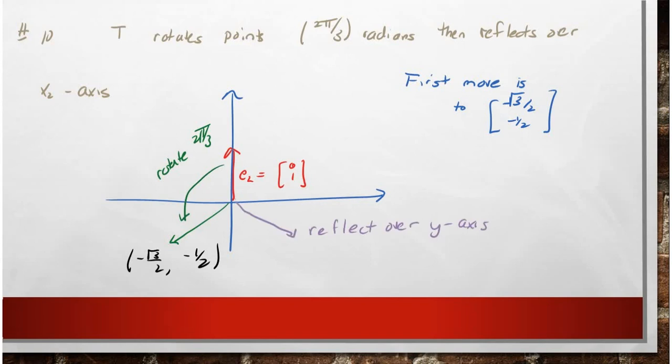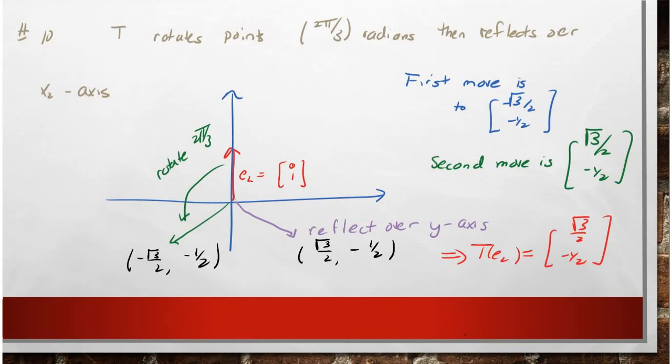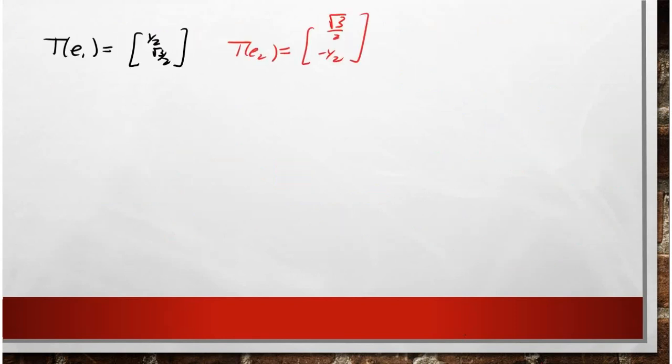Now I have to reflect over the y-axis as before. So if you just look at the coordinates, here the x values are going to be positive, but the y values are going to be negative. So I can automatically, from my first thing, get exactly what this is going to be. This is going to be square root of 3 over 2 and minus 1/2. So the second move is square root of 3 over 2 and minus 1/2, which gives us the end result. T of E2 is square root of 3 over 2 and minus 1/2.